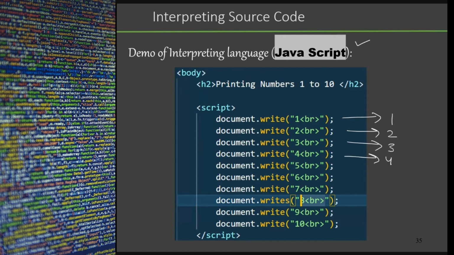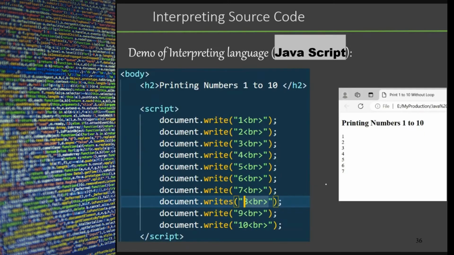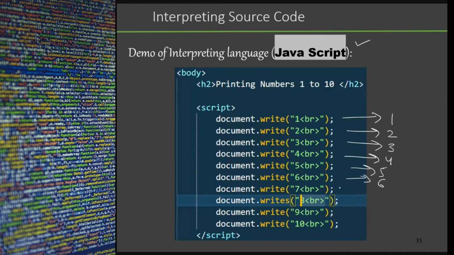But here, if you see that at line number, let me write it, 5, so I will be able to count it, 6. At the 7th instruction, it is going to execute, no problem would be there in the 7th instruction. But as soon as it comes to the 8th instruction, you will find there is an error. What is the error? Instead of write, I have written writes, just a spelling mistake.